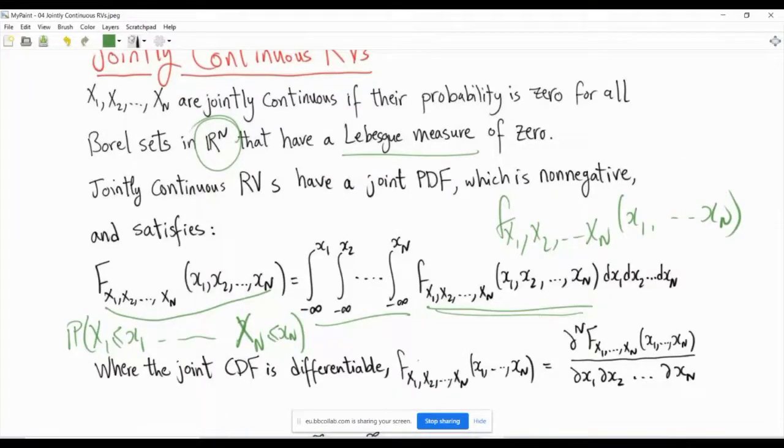And the joint PDF can be obtained from the joint CDF via differentiation, but here in the case of multiple random variables, we have partial differentiation. So the joint PDF is the nth partial derivative of the joint CDF, in which you partially differentiate with respect to each one of those variables once. And this formula will be true wherever the partial derivatives exist.